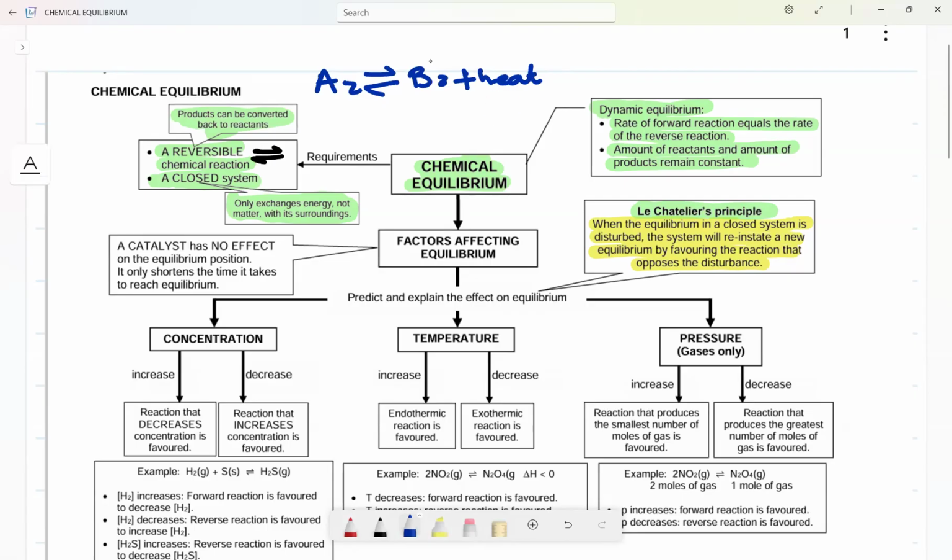Now, what will happen? Remember, Le Chatelier says when the equilibrium in a closed system is disturbed, the one we initially had, A2 being in a reversible reaction with B2, the system will try to reinstate a new equilibrium. It means we will try to reach another equilibrium by favoring the reaction that opposes the disturbance. Now, if heat was added on this side, what will Le Chatelier want to do? Le Chatelier will want to transfer the heat to this other side so that we reduce the heat in here.